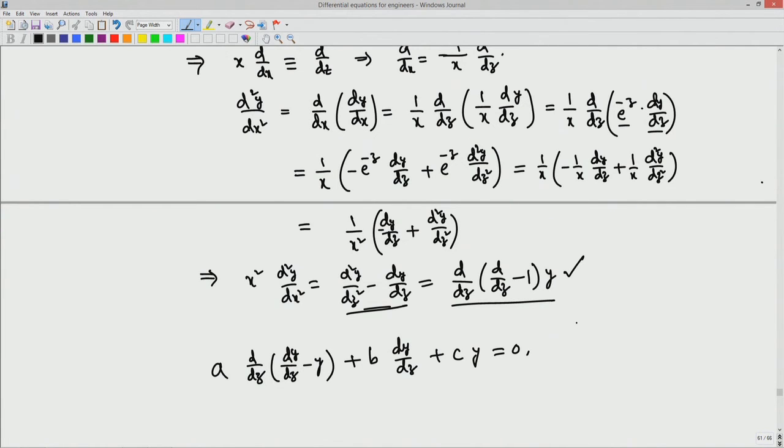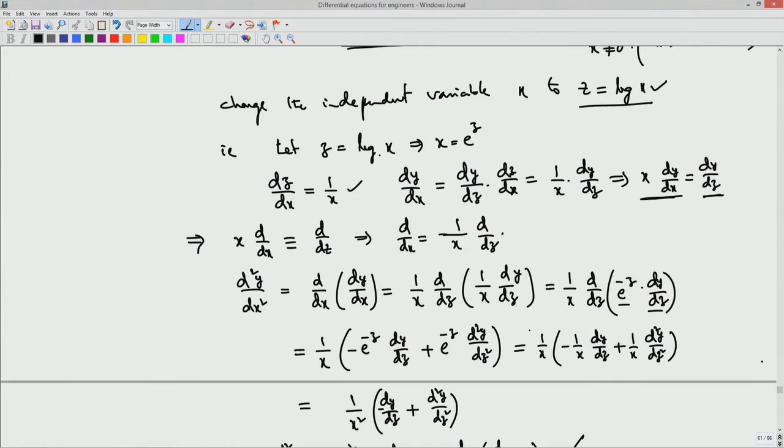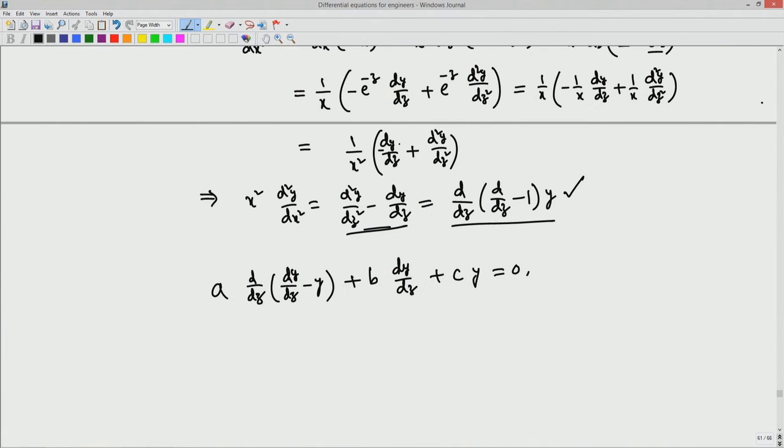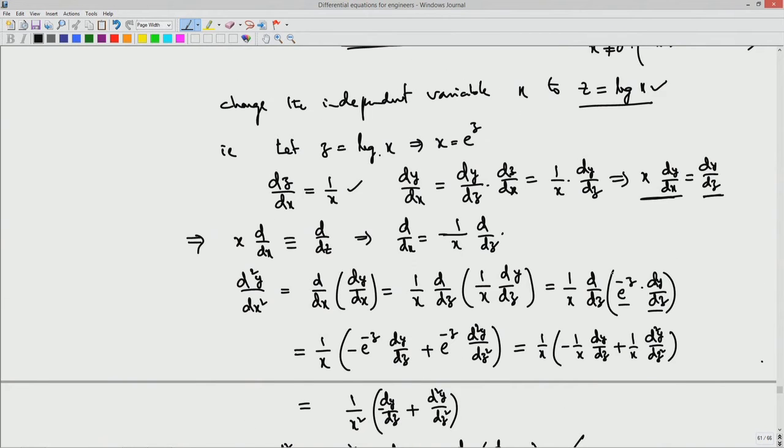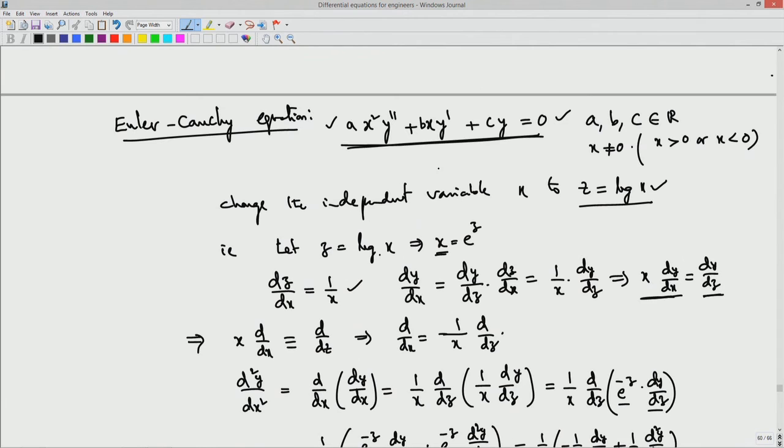Now if x is positive, log x takes the values of the full real line. If x is positive, log x is defined for all positive x, so z belongs to the full real line. That is what is the case if x is positive. Assume that your equation is given for x positive.